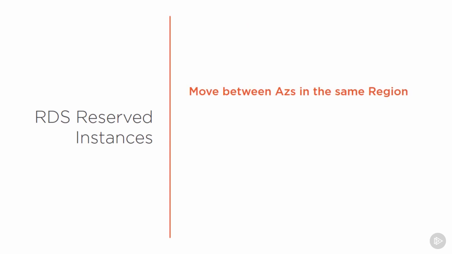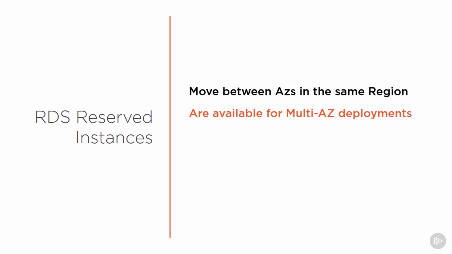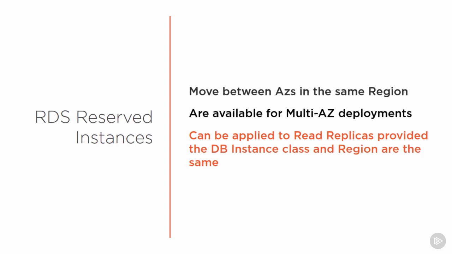Now, RDS reserved instances can be moved between availability zones in the same region. There's no problem there. They're available for multi-AZ deployment, so you can deploy them between availability zones. They can be applied to read replicas, provided that the database instance class and region are the same. Again, here the attributes will play a role.